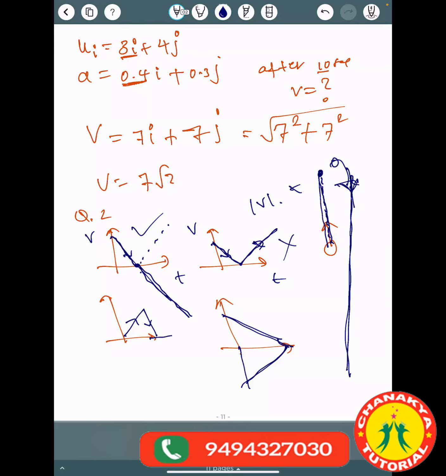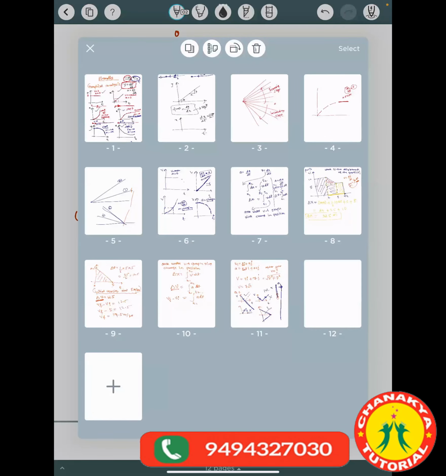What about this? This is completely wrong. It is saying from the beginning itself the velocity is increasing. Correct? Then the fourth option doesn't make sense. Understood, Xavier? Yes, sir. Okay. So let me go to the next question.